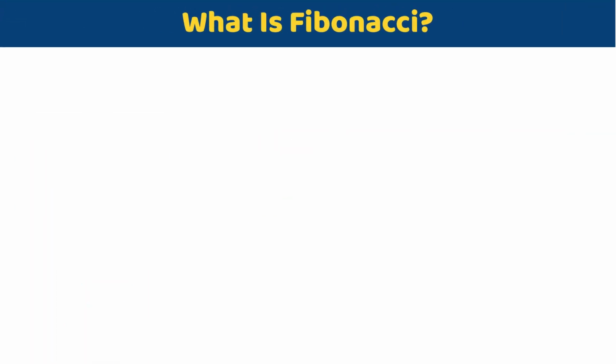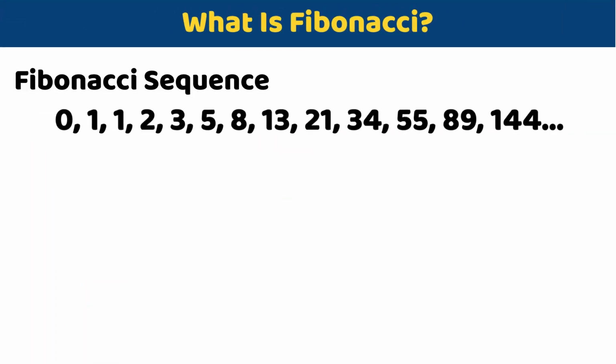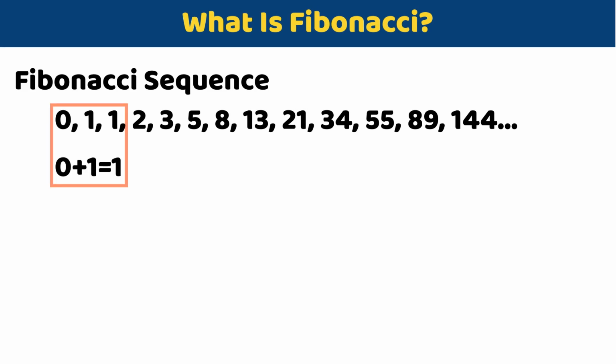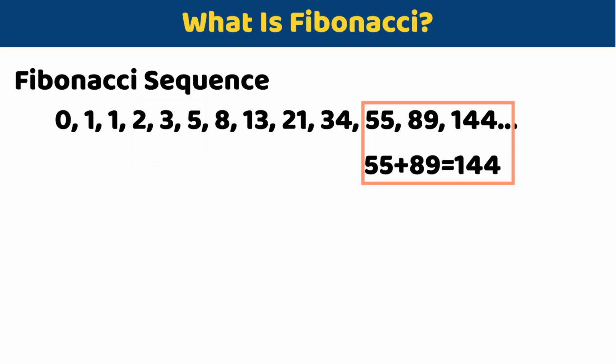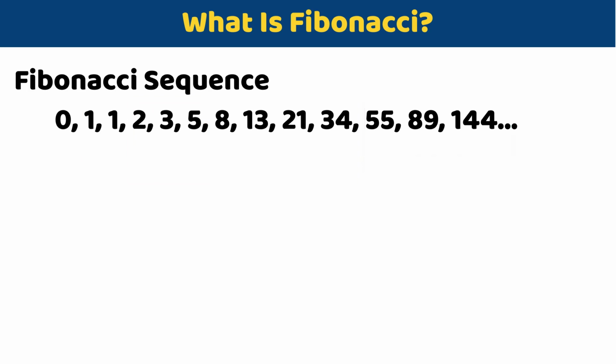What is Fibonacci? Fibonacci refers to a sequence of numbers in mathematics, where each number is the sum of the two preceding numbers. The sequence starts with 0 and 1, and goes on infinitely as follows: 0, 1, 1, 2, 3, 5, 8, 13, 21, and so on.